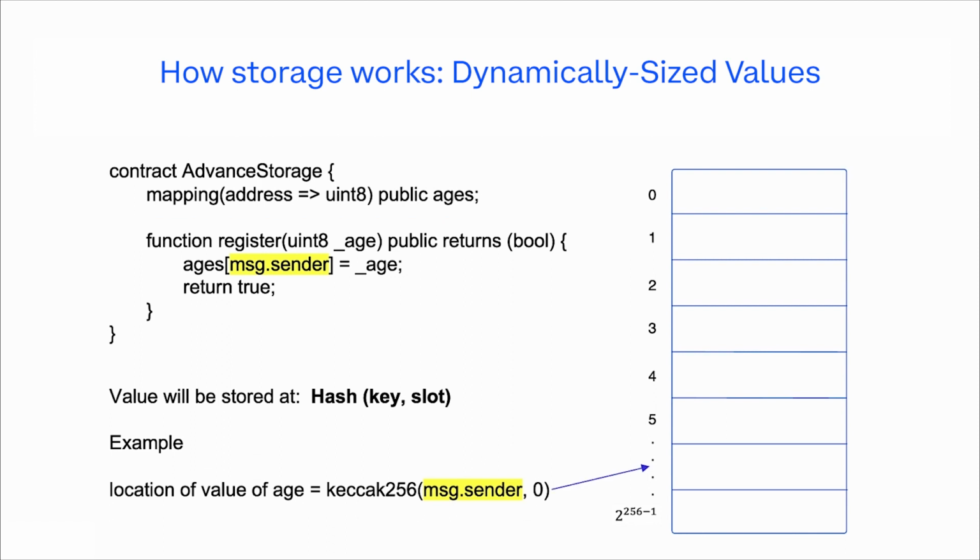The result of this will be a number. The hash is also a number. And this number will be pointing to a slot position of the storage.